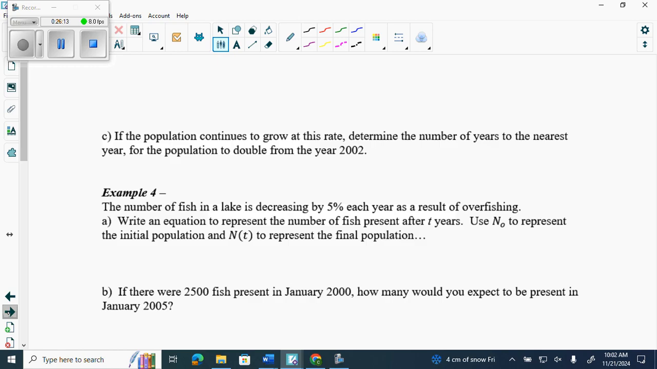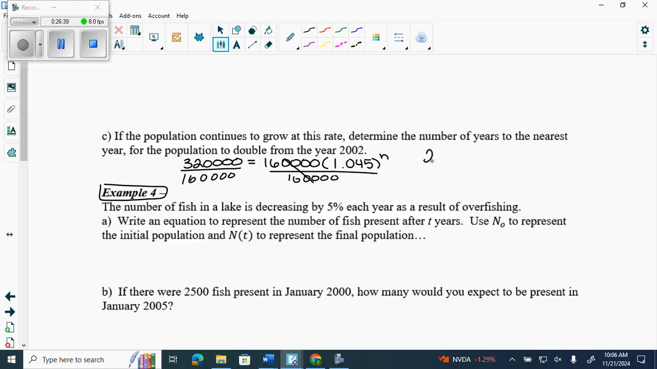Do c, and then I want you to try example 4. Go. So for this one, we want it to double. So we have 320,000 equals 160,000, bracket 1.045, to the n. We have initial and final, we divide it. And so we get 2 equals 1.045 to the n. I don't know the exponent. I have 3 pieces of information, so I'm allowed to do what? Log it.